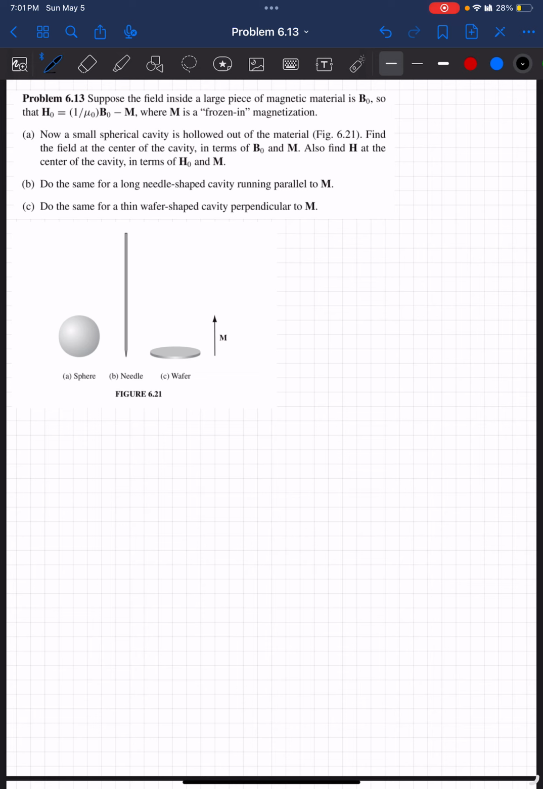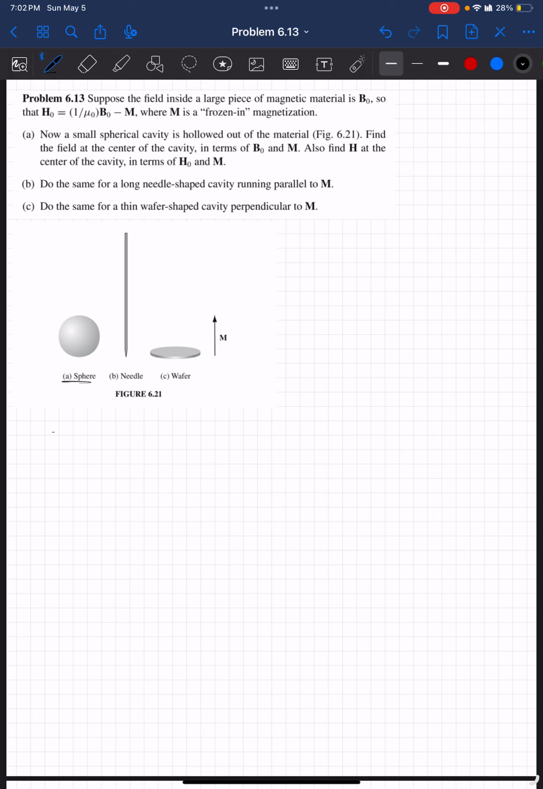Part A says, now a small spherical cavity is hollowed out of the material. Figure 6.21 shows this, which I've included here. So that's the sphere that we're removing from our material. We want to find the field at the center of the cavity in terms of B naught and M, and also find H at the center of the cavity in terms of H naught and M.